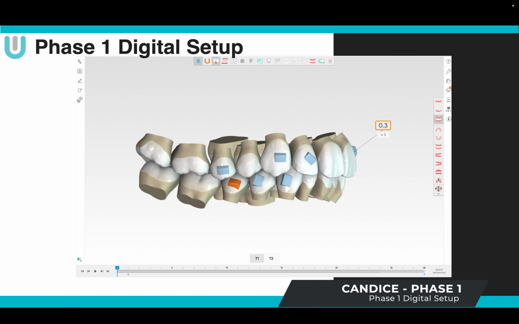I know that there's some controversy over which side you push from, but being a purist in physics, I like a flat surface with a line of action going through that. 90 degree works really, really well. So we're always going to bevel the attachment in the direction of tooth movement.